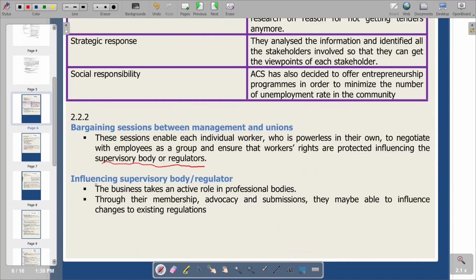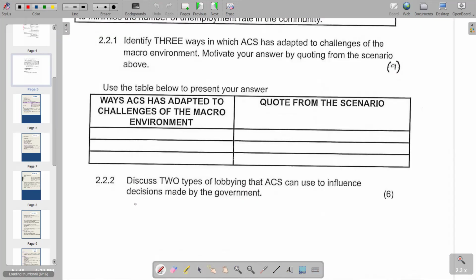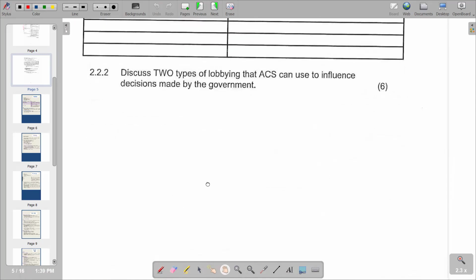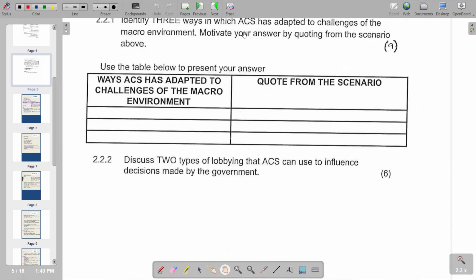Then the second part is influencing the supervisor body or regulator. In this case, it takes an active role in professional bodies. So they are influencing professional bodies through their membership, advocacy, and submissions. They may be able to influence changes to existing regulations. So this becomes the second type of lobbying that we have. This is the second part that we have according to our question. That is question 2.